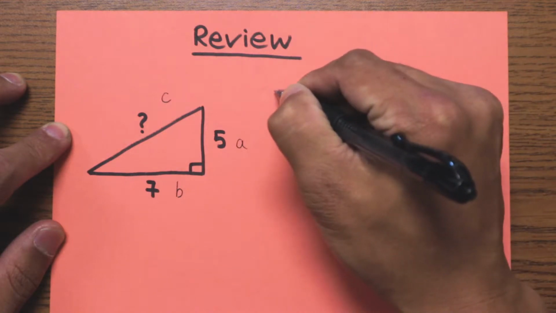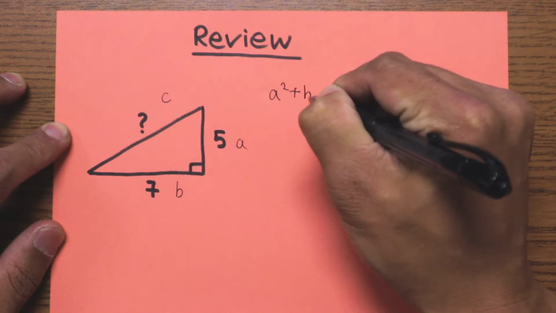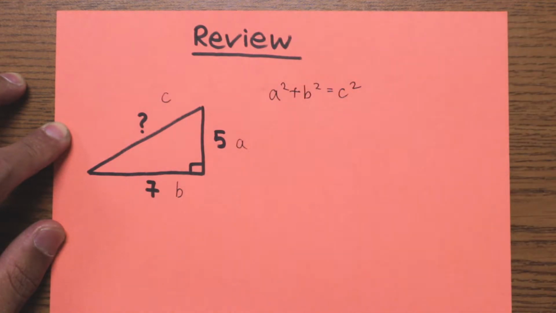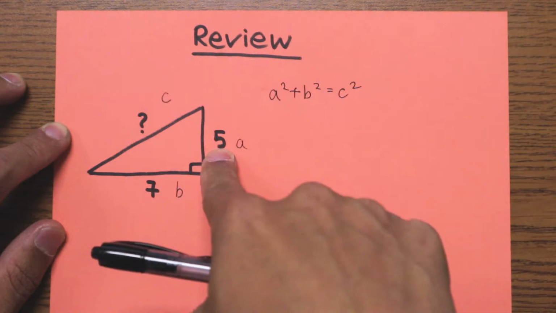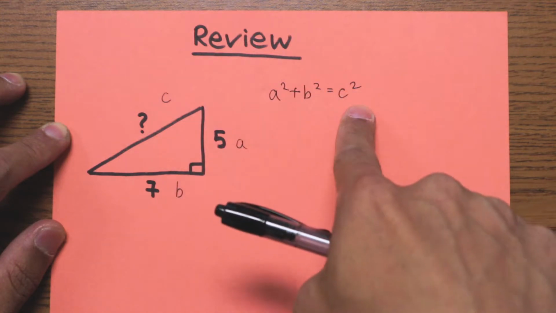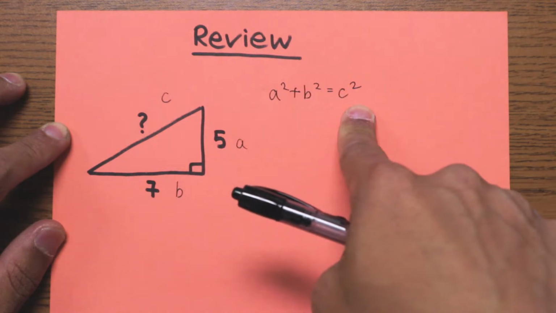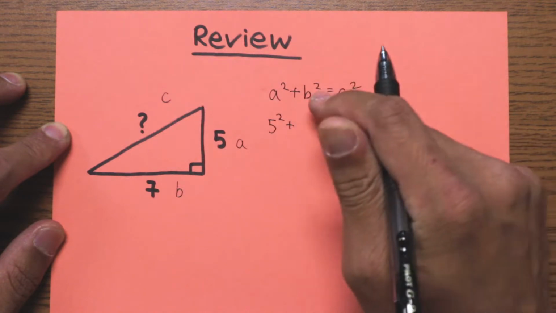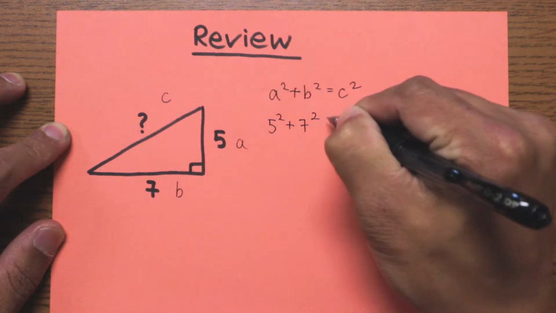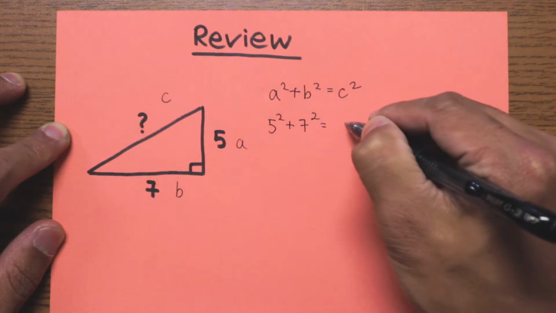So to find the length, you use the Pythagorean theorem, which is A squared plus B squared equals C squared. Then you substitute A with the number 5, the B with the number 7, and C, just keep it as C. So A is going to be 5 squared plus B, which is 7, and you copy the square, is equal to C squared.